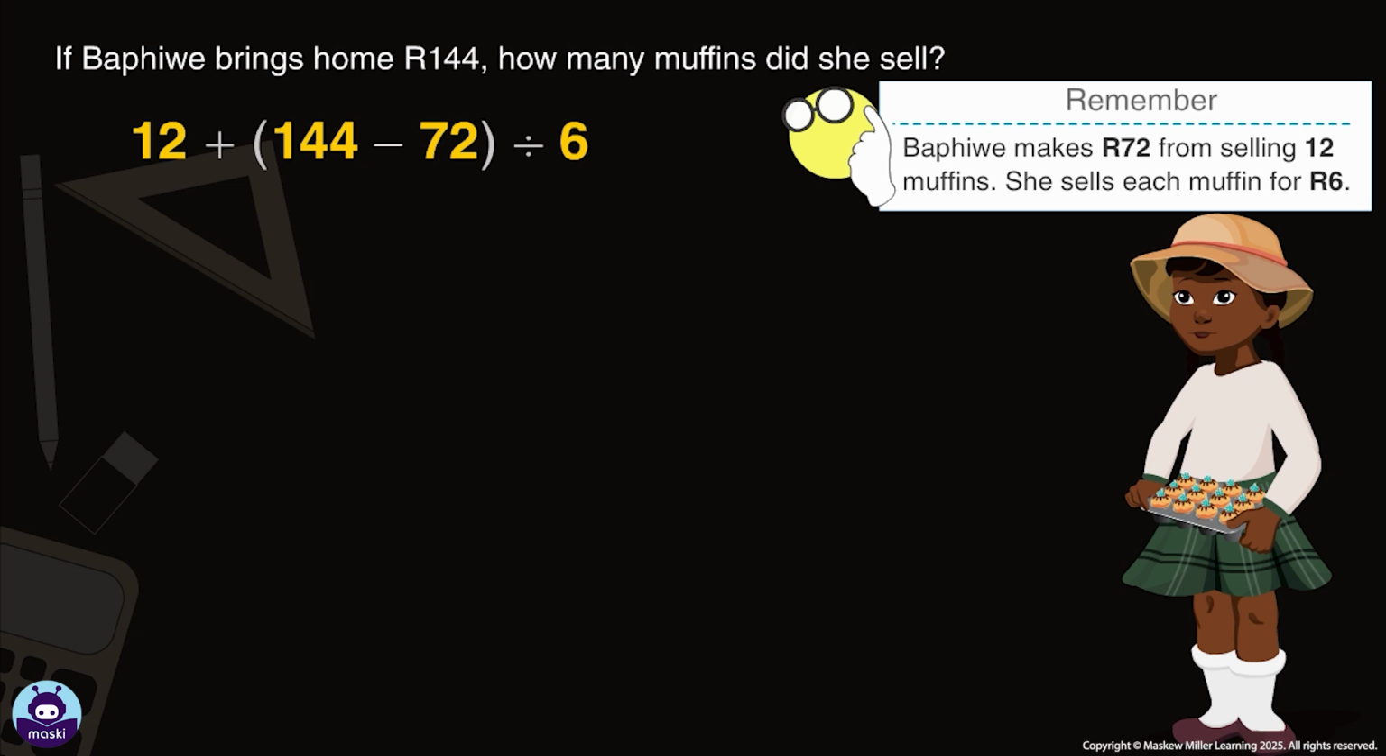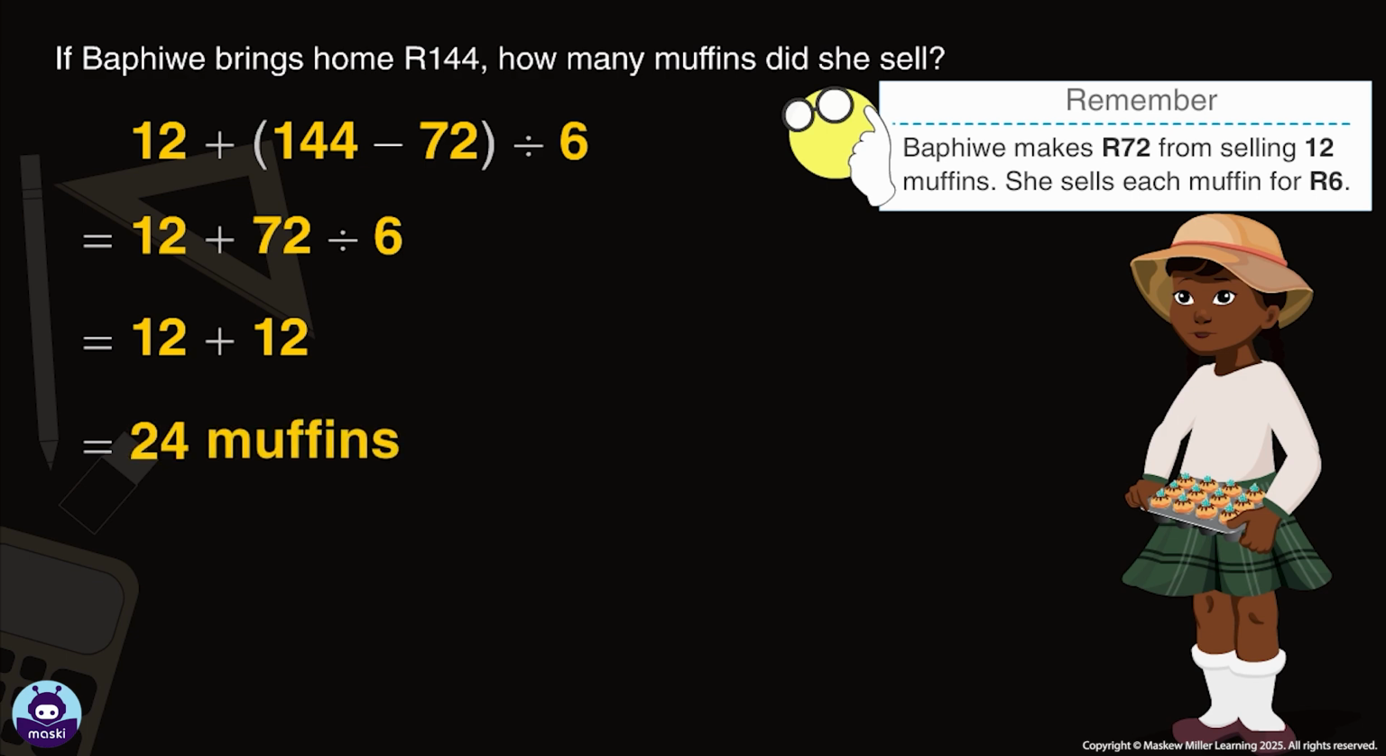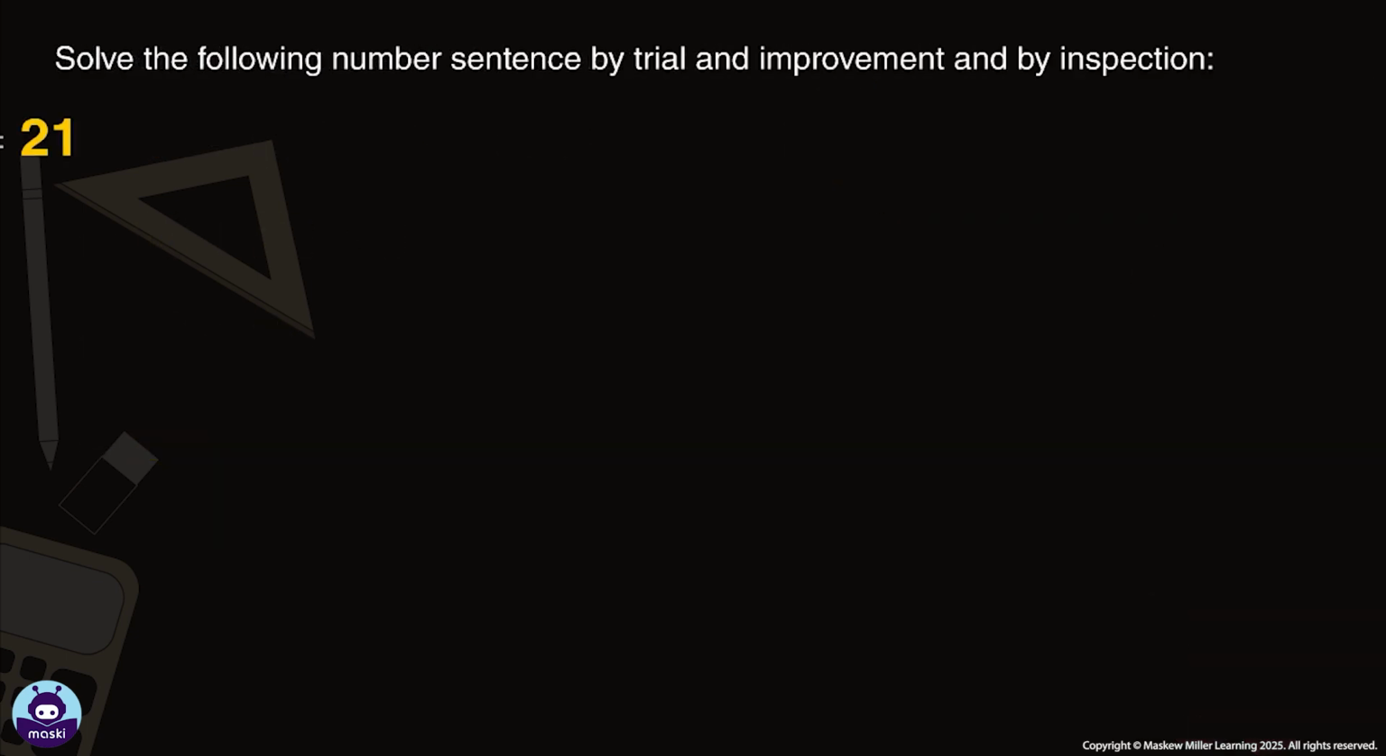Now, let us complete the number sentence by finding the answer. Remember to calculate what is inside the brackets first. On the number sentence with no brackets, divide first and then add. She sold 24 muffins.